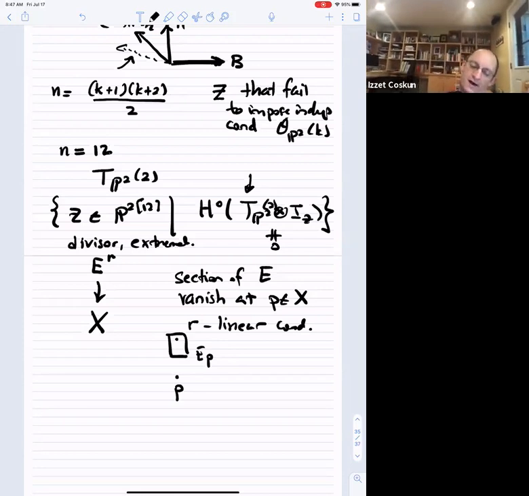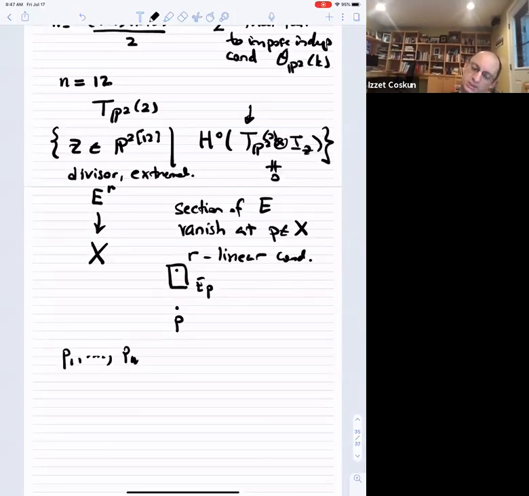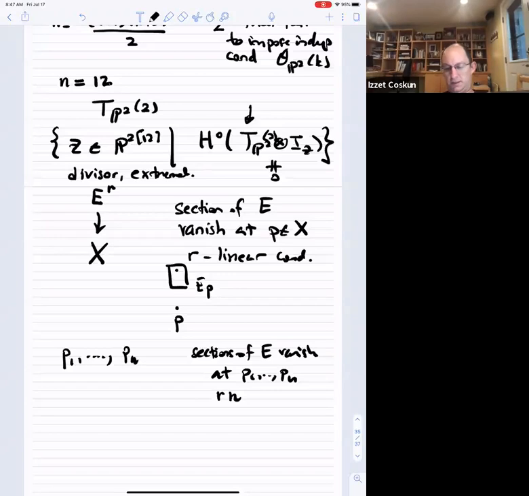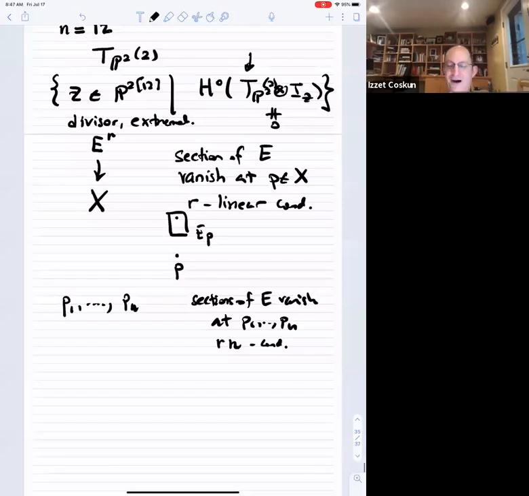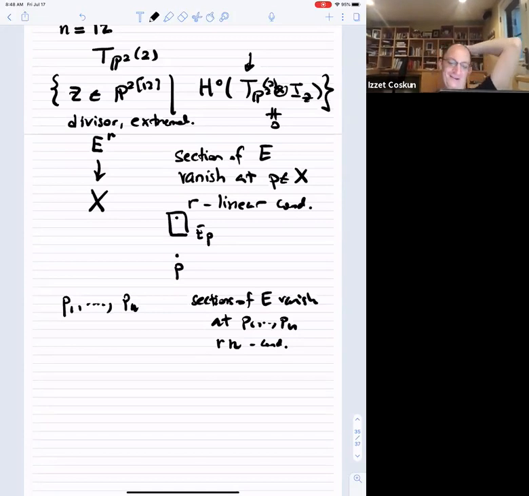So, in other words, if I choose n points P1 through Pn, and ask that sections of E vanish at these points, you would expect that to be R times n conditions, right? This is what a beginning linear algebra student would think: if you had Rn equations, then that cuts down the dimension by Rn.